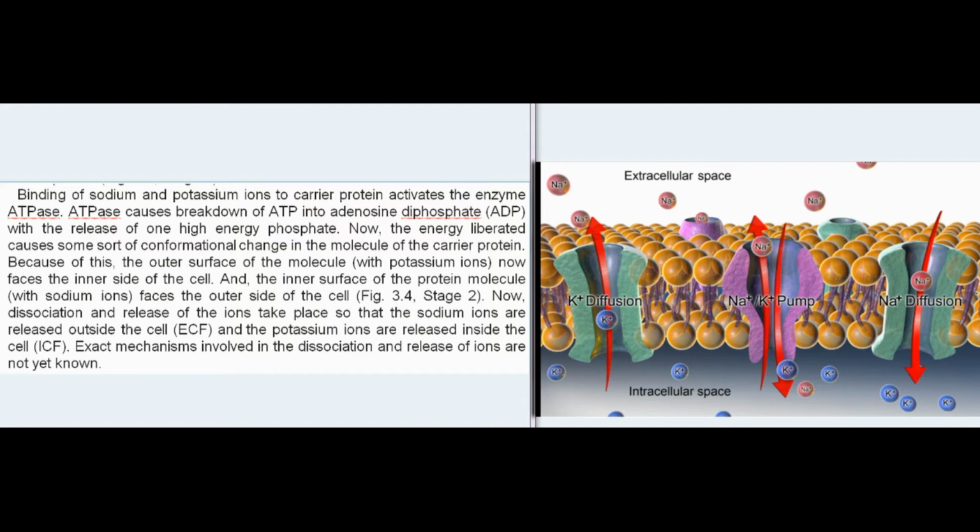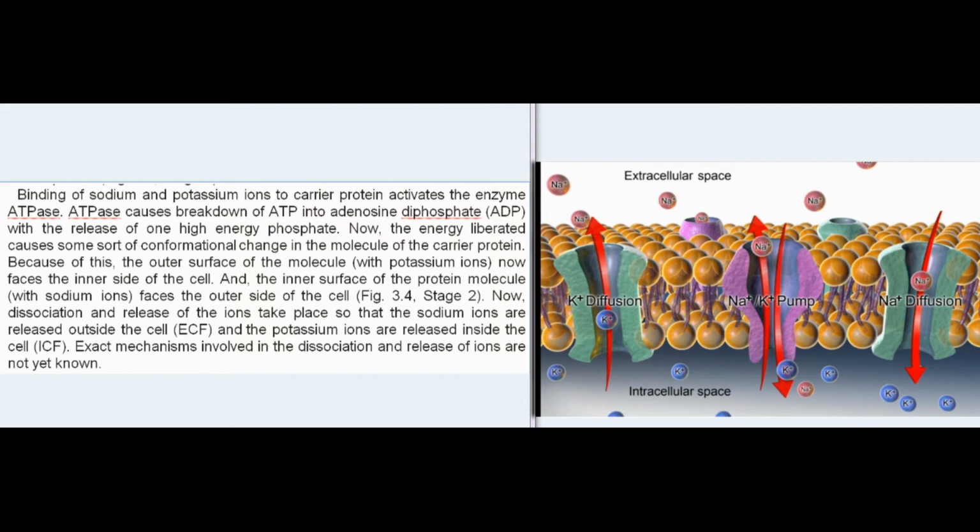Now, the energy liberated causes some sort of conformational change in the molecule of the carrier protein. Because of this, the outer surface of the molecule, with potassium ions, now faces the inner side of the cell, and the inner surface of the protein molecule, with sodium ions, faces the outer side of the cell, Fig 3.4, Stage 2. Now, dissociation and release of the ions take place, so that the sodium ions are released outside the cell, ECF, and the potassium ions are released inside the cell, ICF. Exact mechanisms involved in the dissociation and release of ions are not yet known.